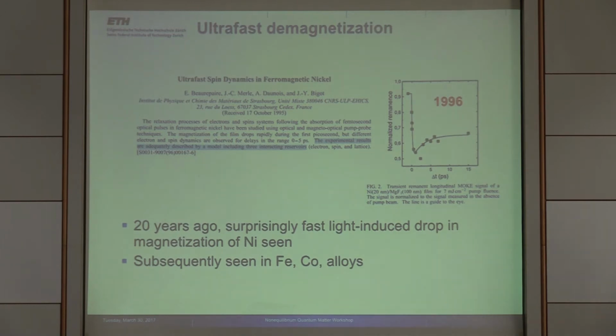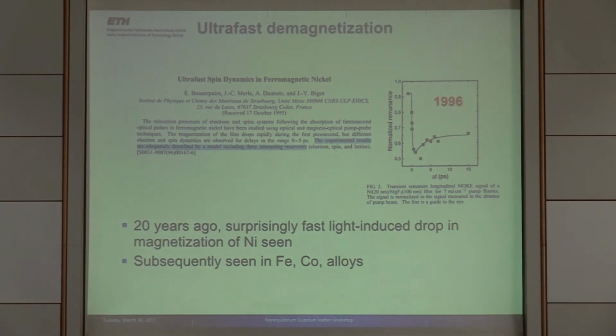So it doesn't only happen in nickel, it also happens in iron. Cobalt also shows this, and some more heterogeneous materials also show this effect. Typically, it's generally observed in itinerant ferromagnets that rely on d electrons. But basically, you have a suppression or a partial suppression of the magnetization on a time scale on the order of 100 femtoseconds.